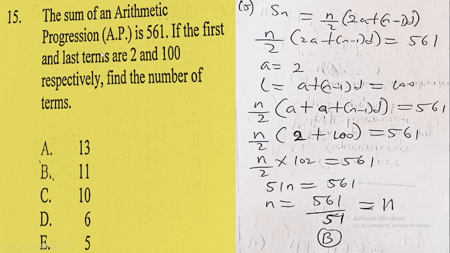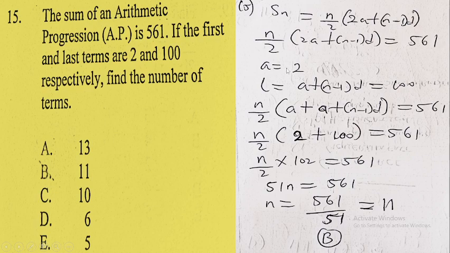Question number 15 now is on arithmetic progression. We are told that the sum of an arithmetic progression, AP, is 561 if the first and the last term are 2 and 100 respectively. Find the number of terms in the sequence. So we know that the sum of terms in an AP is n over 2 into 2a plus open bracket n minus 1 multiplied by d. Then we have been given the value of the sum of the terms in that AP, which is 561. So equate the right hand side to 561.